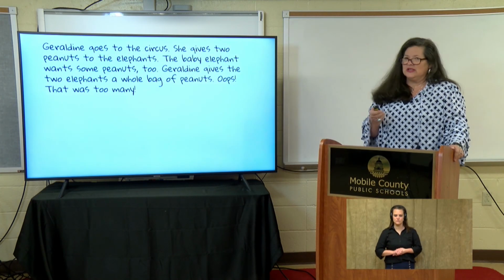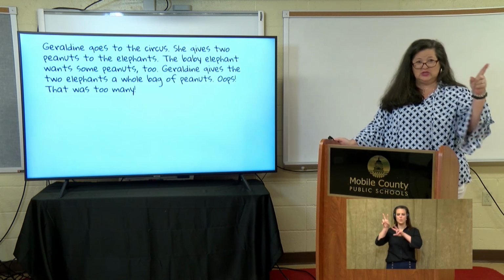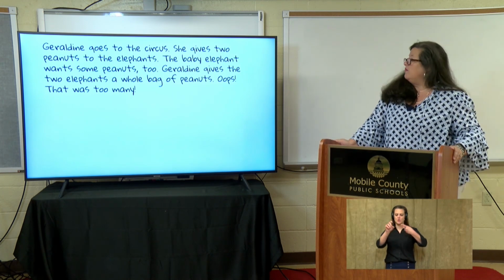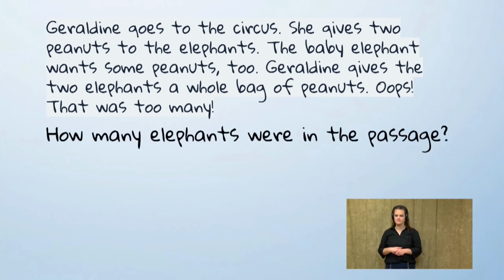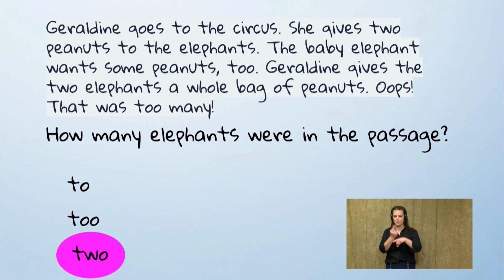All right, I want to go back. I want you to think back to last week. We talked about 2, 2, and 2. Geraldine goes to the circus. She gives 2 peanuts to the elephants. The baby elephant wants some peanuts too. Geraldine gives the 2 elephants a whole bag of peanuts. Oops, that was too many. So how many elephants were in the passage? Was it 2, 2, or 2? Yes, it was 2. Very good.